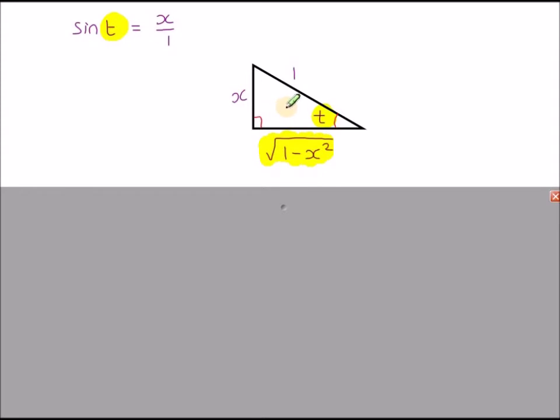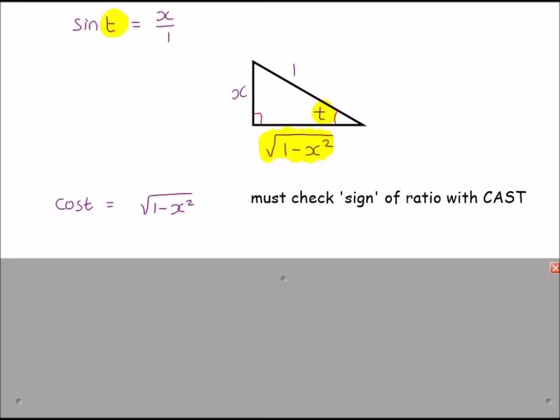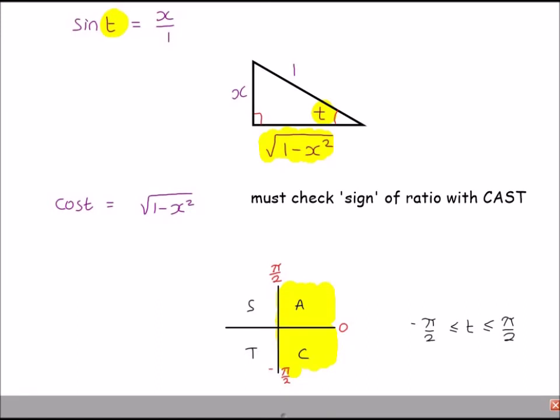So just like in the previous part, here we still need to verify if our ratio is positive or negative. So cos t is equal to root 1 minus x squared, this is the adjacent, over the hypotenuse, which is 1, which simplifies to this. Cast diagram, same as before, and we know that in this interval, for our angle, the cosine ratio will be positive, because we're either in quadrants 1 or 4, where cosine has a positive ratio. So checking the sign, I know that this will be positive.